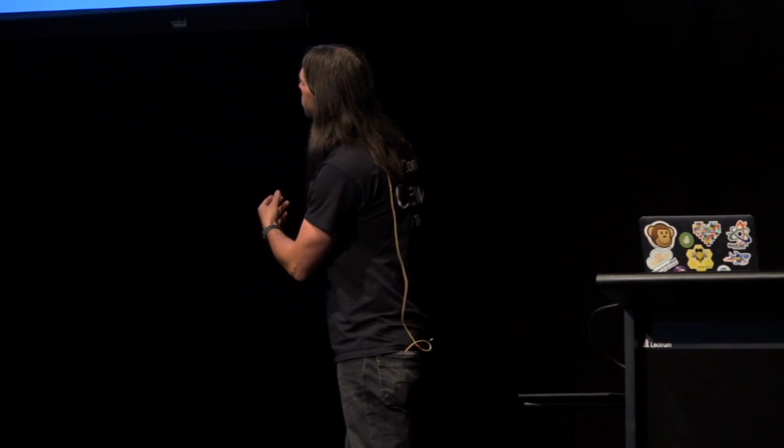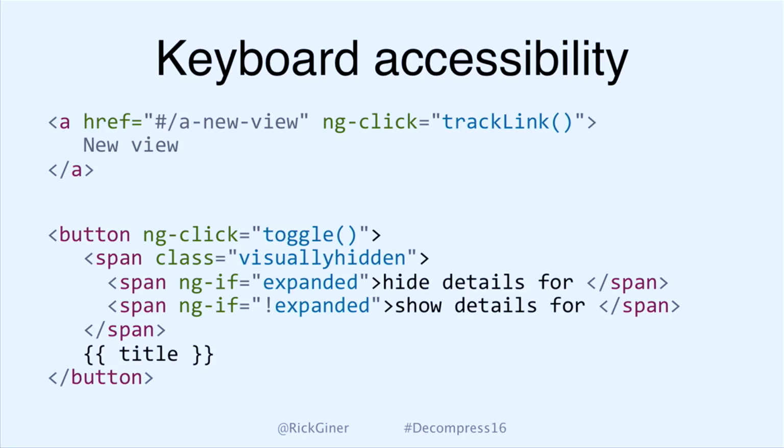So here's a couple of examples of a link and a button. In the first example, we've got a link. We know it's a link. It's got an href. It's going to go somewhere. It also has a click attribute. That's fine. You can still execute scripts with a link.